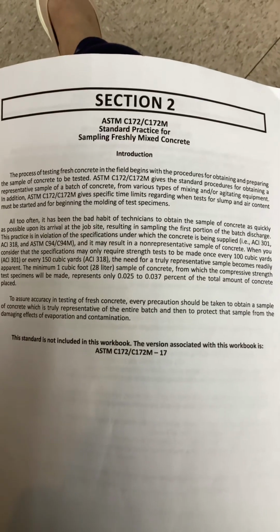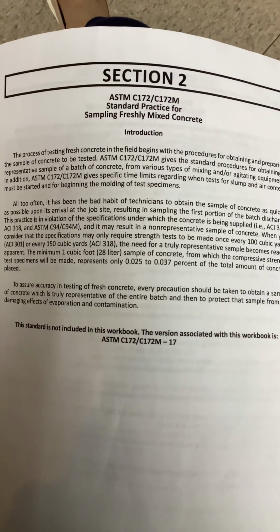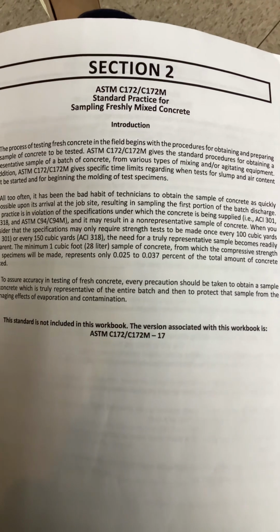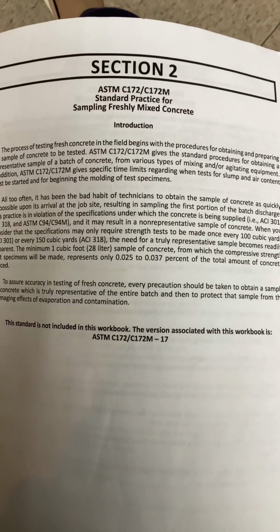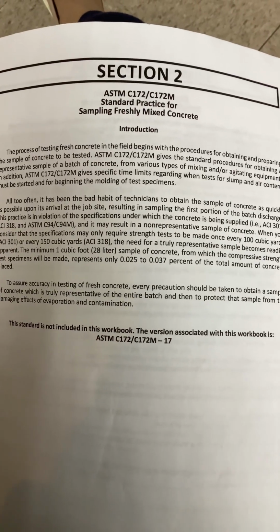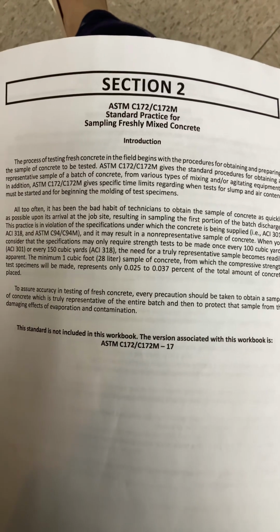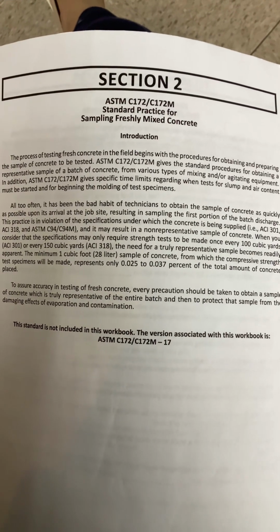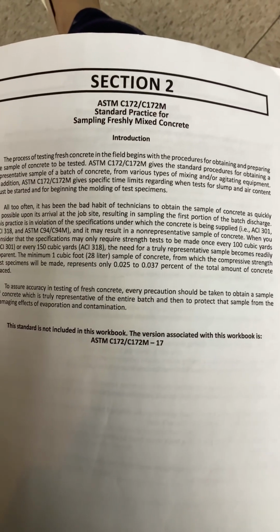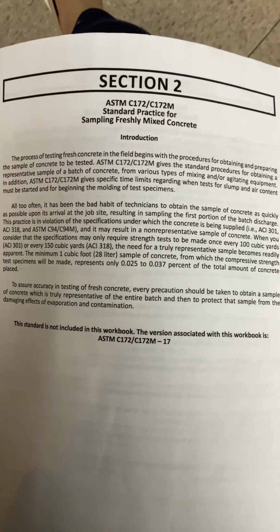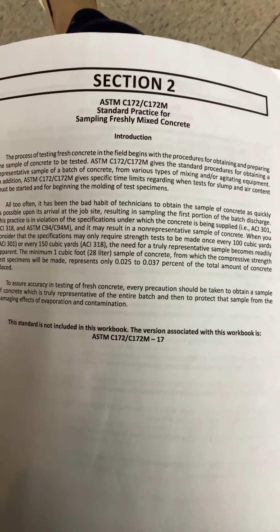The process of testing fresh concrete in the field begins with the procedures for obtaining and preparing the sample of concrete to be tested. ASTM C172/C172M gives the standard procedures for obtaining representative samples of a batch of concrete for various types of mixing and/or agitating equipment. In addition, ASTM C172/C172M gives specific time limits regarding when tests for slump and air content must be started, and from when the molding of the test specimens must begin.